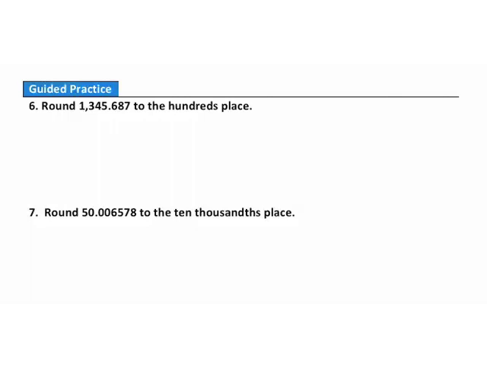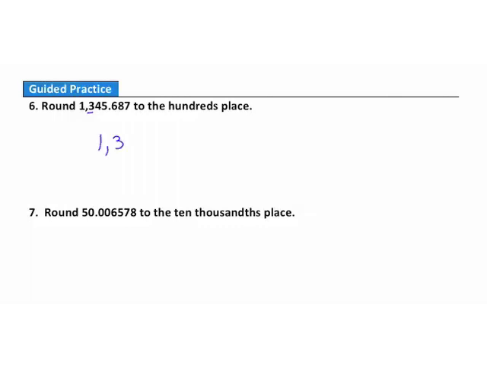Question 6. Round 1,345 and 687 thousandths to the hundreds place. Now be careful, that's the hundreds place, not the hundredths place. So the hundreds place is over here where the 3 is. So that is the digit we want to round. And if we look to the right of that digit, it's 4, so that 3 is going to remain the same.